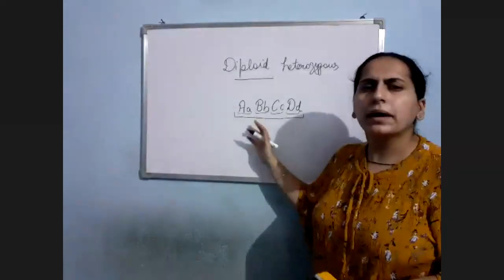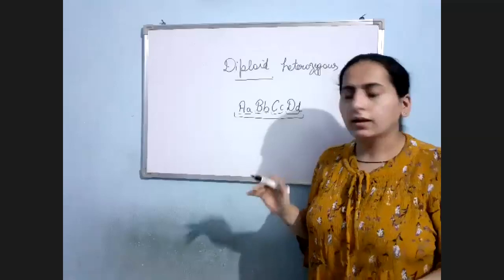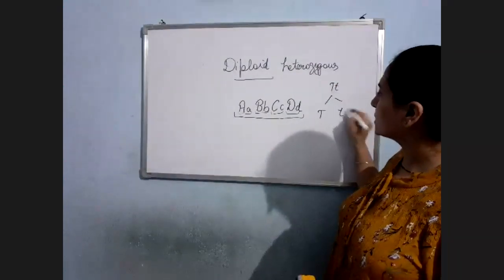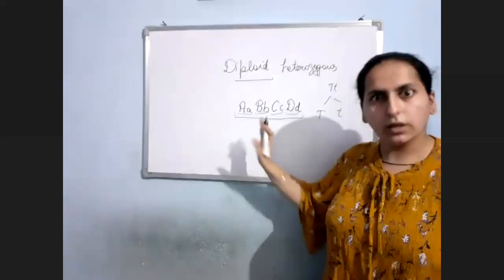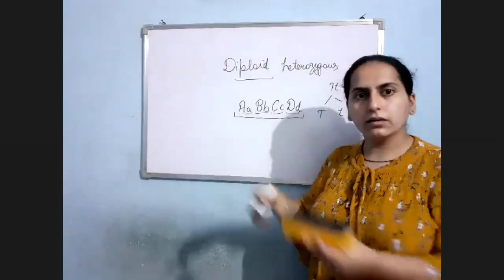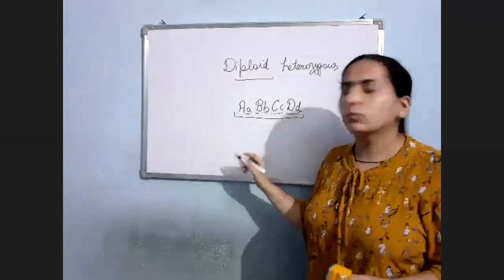Now your question: how many gametes will be produced? Either we can do it manually, but that is quite difficult, so we will apply the formula directly. Otherwise, you can do it manually, writing capital T small t and so on. I even suggest you do it after the class and show me. If there is any mistake, I'll let you know.